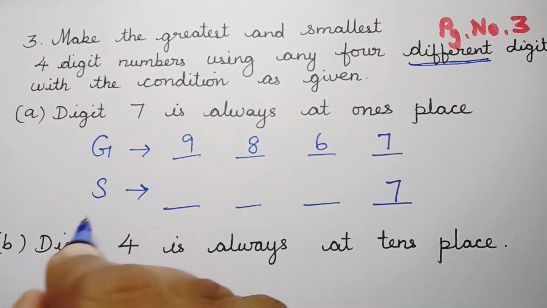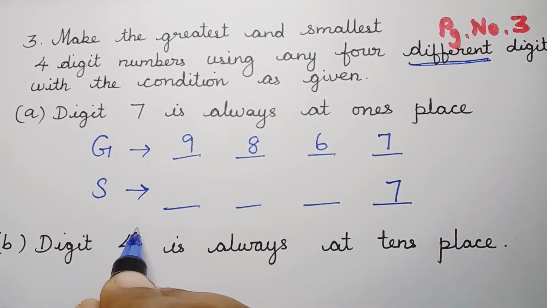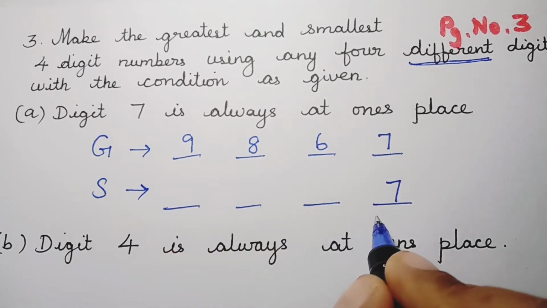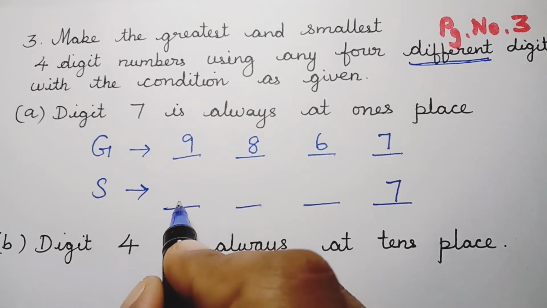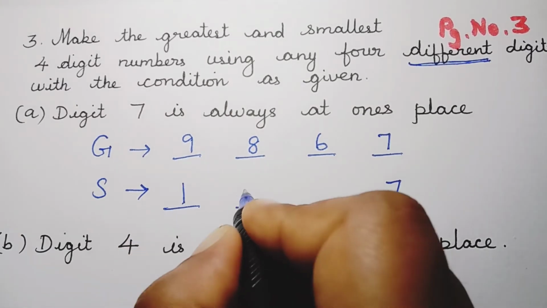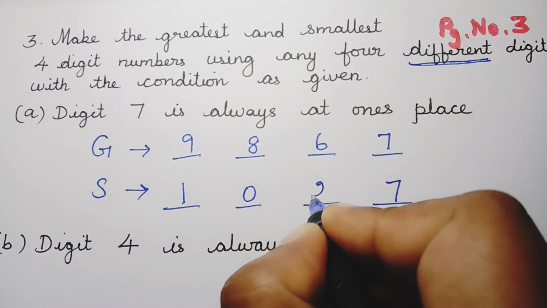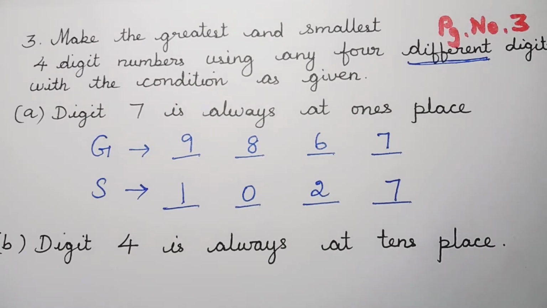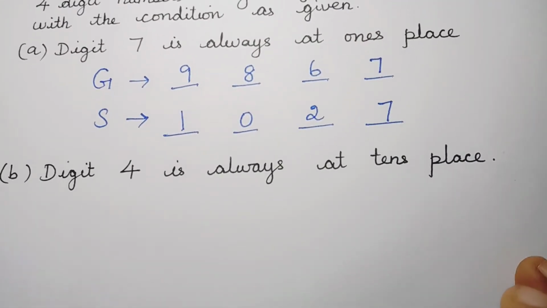Okay, so what is the smallest number? We can write it from 0, 1, 2, 3, but we can't write 0 at the first position. So what you have to do is just write 1, then 0, then 2, 3, etc. You have to write it in the increasing order. Fine.